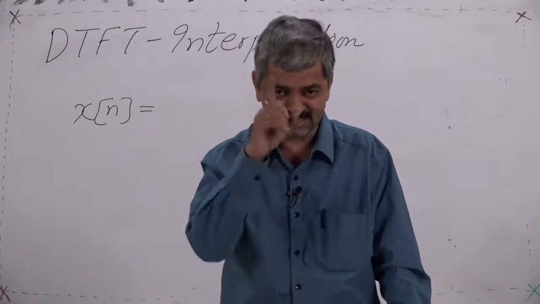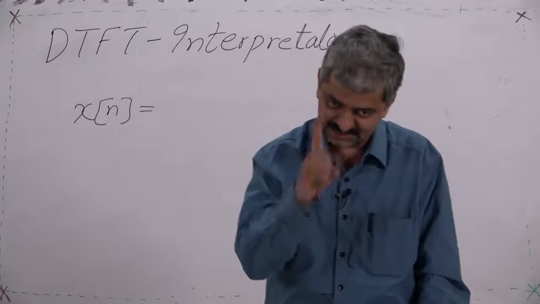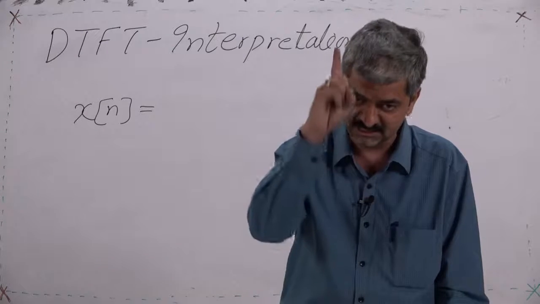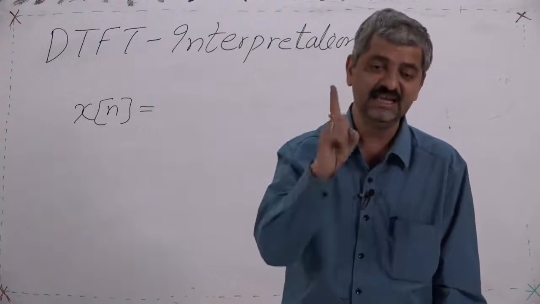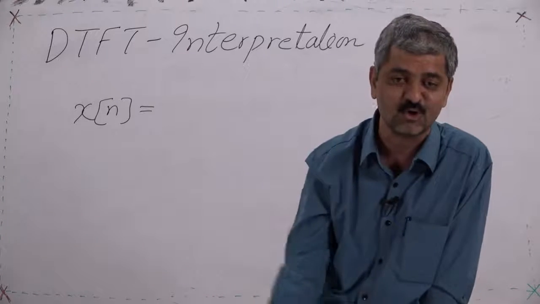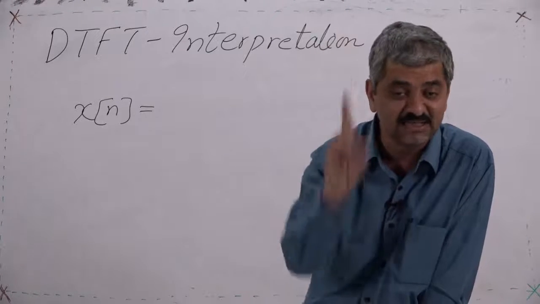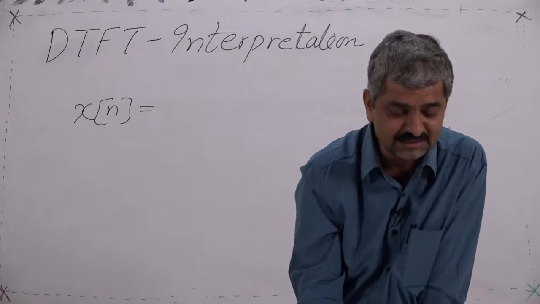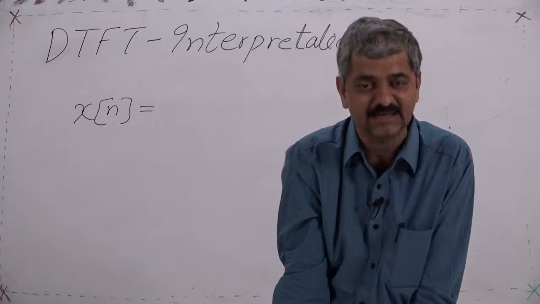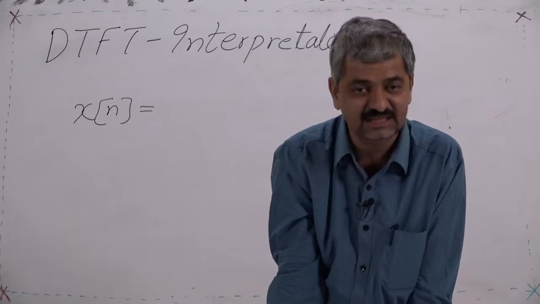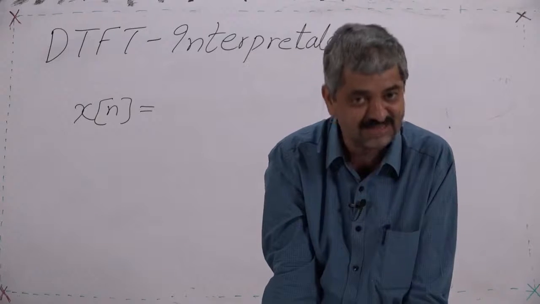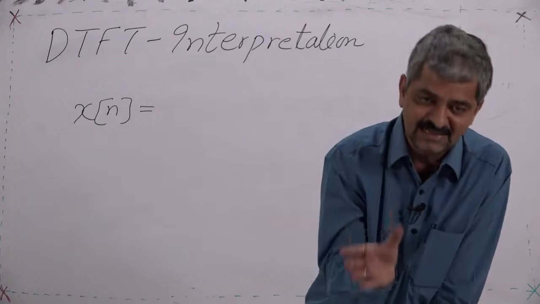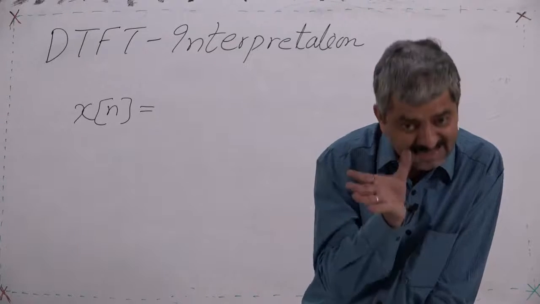I can represent any given sequence as a summation of infinite subcomponents. These subcomponents are also sequences, but these are sequences of some predefined type. That is, these are rotating points and nothing else. These are rotating points not necessarily on the unit circle, but on a circle of radius either less than 1 or more than 1, any radius.